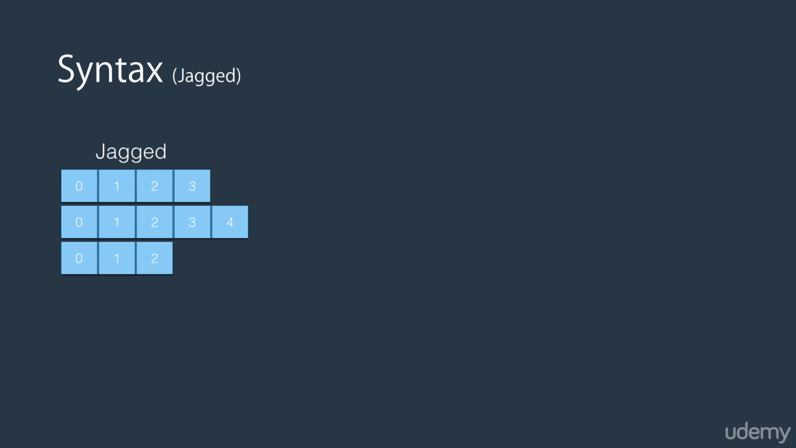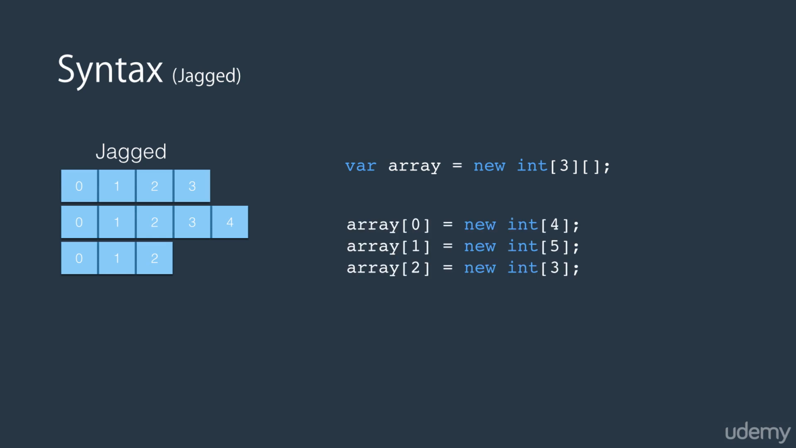Well, first we need to declare a top-level array. Note the syntax here. We use 2 square brackets to represent a jagged array. In the first square brackets, you specify the number of elements in your top-level array. Now we need to initialize each element of this array to a different array. So we are specifying that the first element of this array is another integer array of size 4. And to access an element in this array, again, we need 2 square brackets.